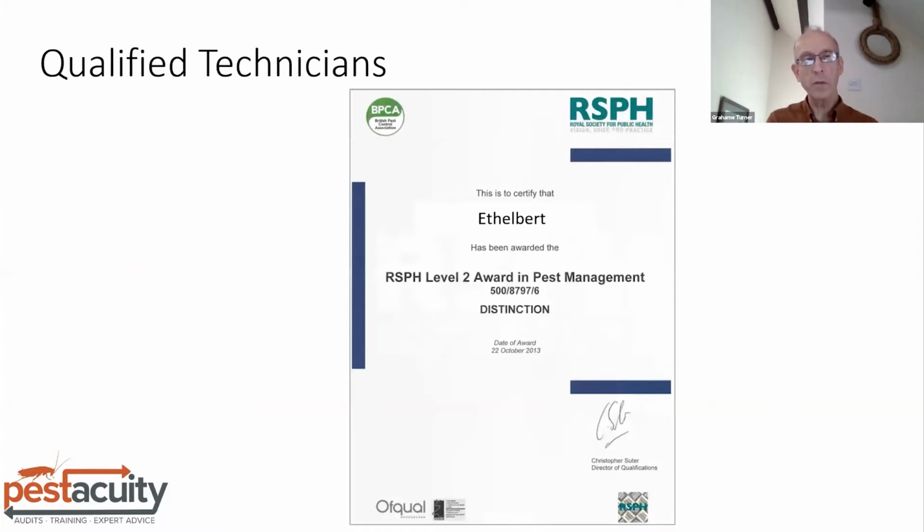Your technicians working on those food company sites need to be qualified, and the minimum standard is the RSPH level 2 generally for most of the standards. For the technicians, there is a requirement in one of the standards for the field biologist to be qualified to RSPH level 3, but there aren't that many RSPH level 3 qualified field biologists around the country. Most companies will accept the field biologist as being the equivalent qualification. So the field biologist is the key one to have.